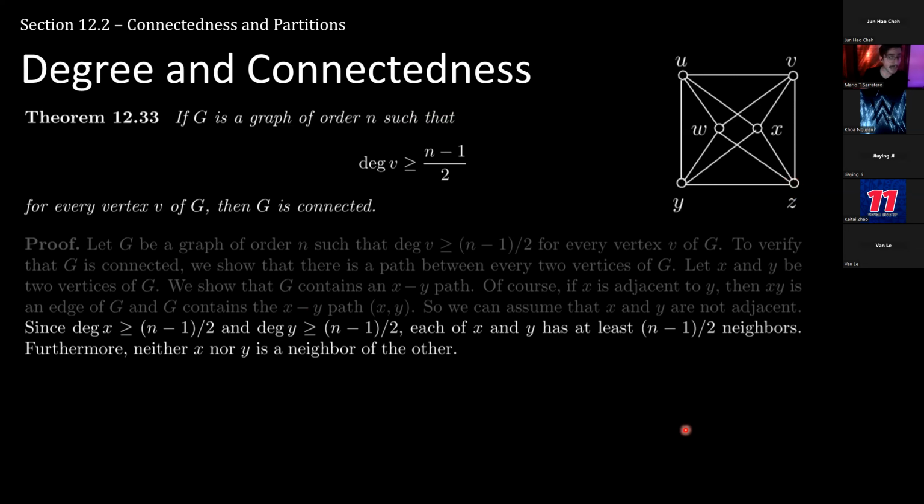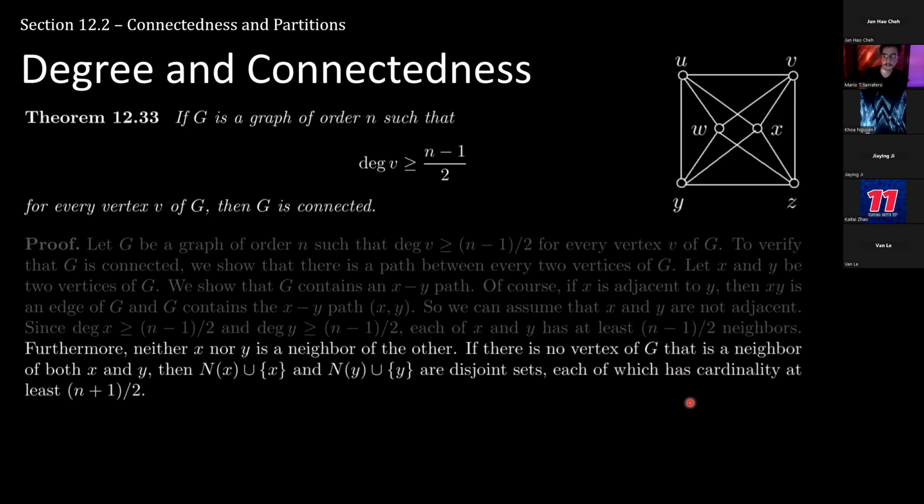And again, they're not adjacent to each other. It's not that they don't have a neighbor in common. They're not adjacent to each other. So x is not a neighbor of y, and y is not a neighbor of x. But if there is no vertex of G that is a neighbor of both of them, then this is what happens. If you grab the neighborhood of x and you add x to it, and the neighborhood of y and you add y to it, then these are now disjoint sets.